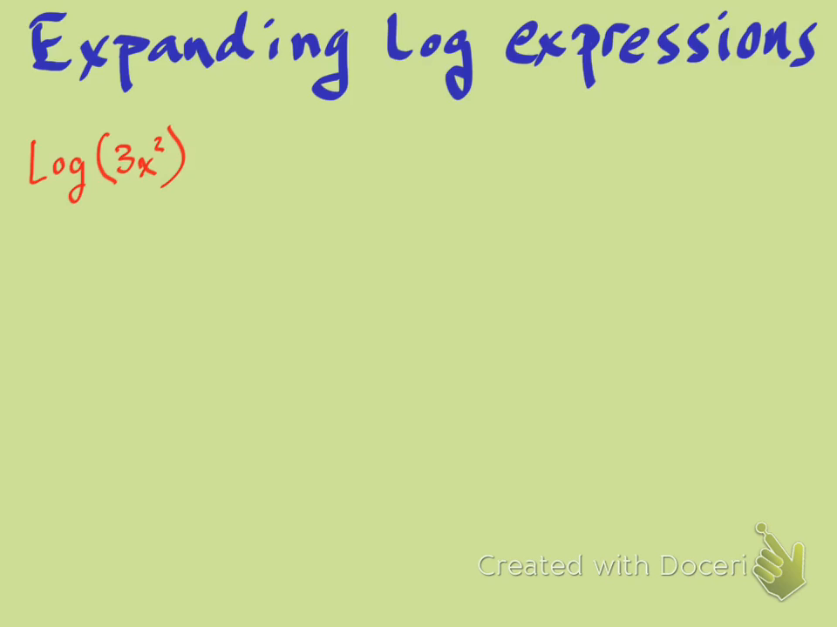So log of 3x squared, that's a product, 3 times x squared. You could write it as a sum of those two logs. But then we've got log of a power there, log of x squared.